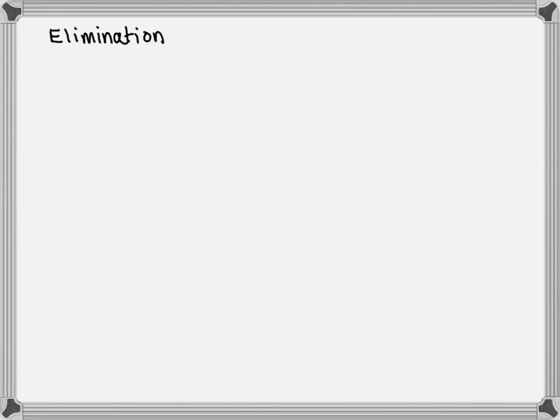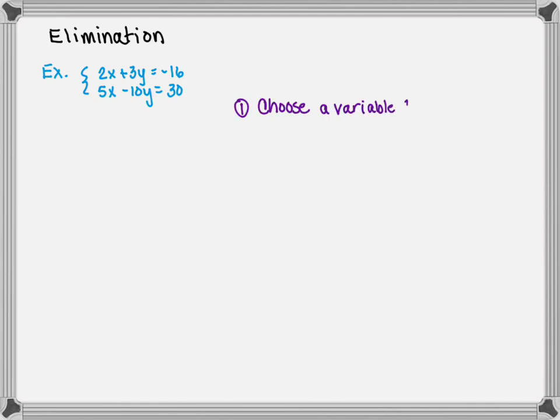Okay, let's look at elimination. So for elimination, we'll use the system 2x plus 3y equals negative 16 and 5x minus 10y equals 30. So our first step here will be to choose a variable to eliminate. And we could choose x, we could choose y. Sometimes it's easier to choose one over the other.